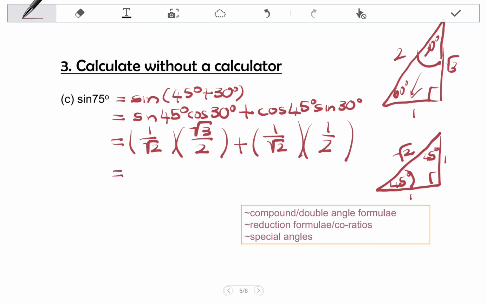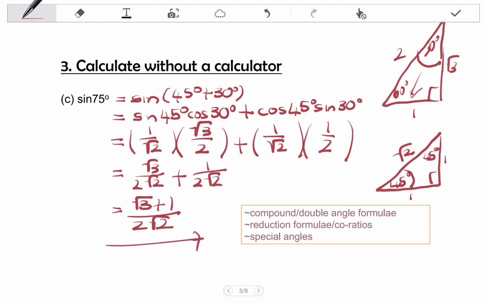Simplifying this, I'm going to multiply the fractions. So in the first term, I have root 3 over 2 root 2, plus the second term, multiplying my numerators, I have 1, multiplying my denominators, I have 2 root 2, and we have the same denominator, so I keep that denominator, and the numerators I can add, and without a calculator, that would be my final answer.